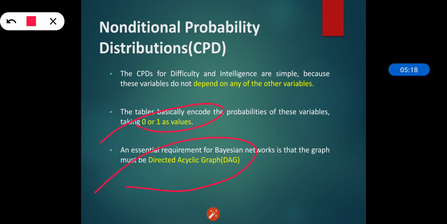graph. Suppose we are talking about a particular row and column in the particular diagram. Every score, every value is given with the particular variable. So the essential requirement for Bayesian networks is that the graph must be a directed acyclic graph.